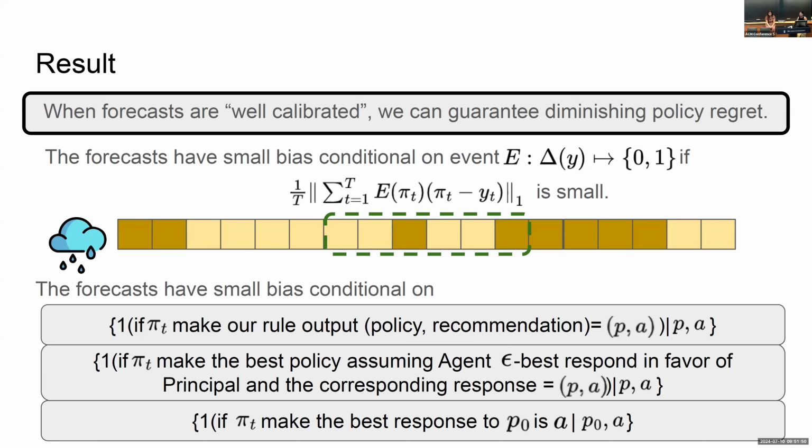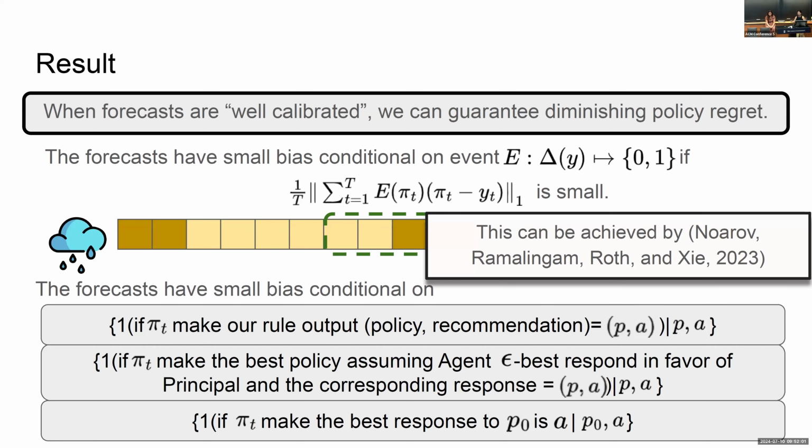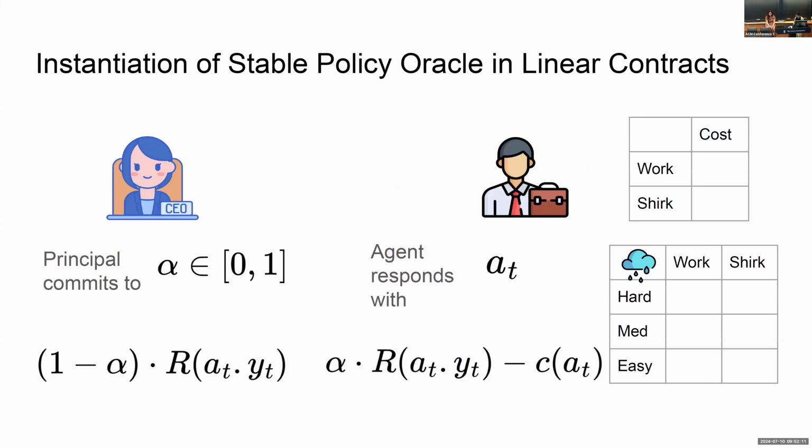So if our forecast has small bias conditional on the union of these three sets of events, then we can guarantee diminishing policy regret. There are a polynomial number of events, and this kind of forecast with small bias can be achieved by prior work. So far I have talked about how, if we have a stable policy oracle and a good forecast, then we can achieve diminishing policy regret.